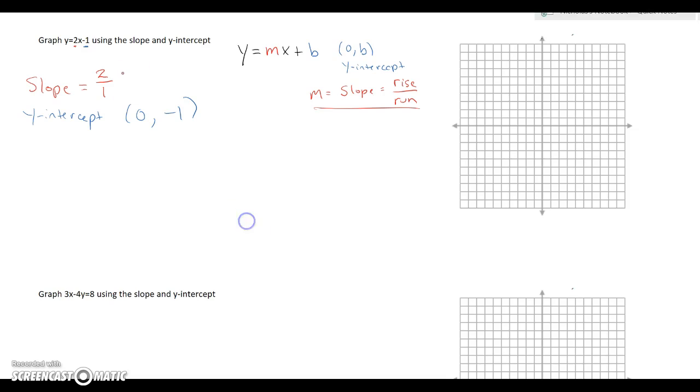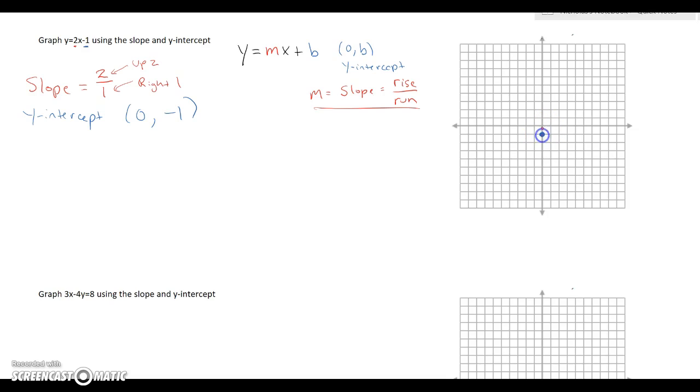All right. And so here's how we graph using the slope and y-intercept. Remember, 2 over 1 is rise over run. So having a rise of 2 means we're going to go up 2, and a run of 1 means we're going to go right 1 place, okay? So let's start by graphing the y-intercept, which is 0, -1. That's this point right here. And then from there, I'm going to use my slope to get another point.